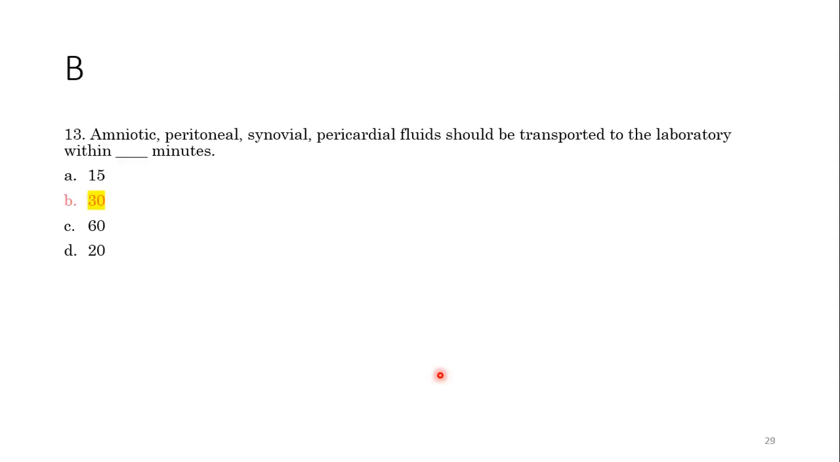30 minutes. Always keep in mind, most of the body fluids should be transported to the lab within less than 2 hours. To be more specific, the recommendation would be 30 minutes. Number 13, letter B.